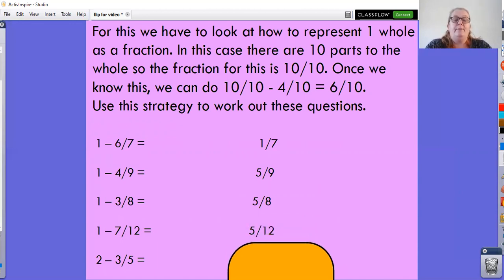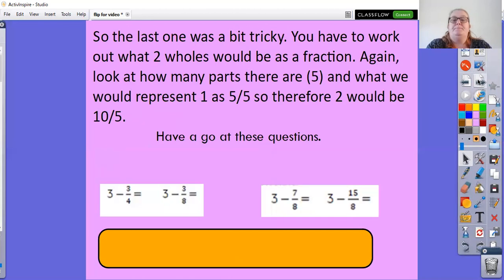Now, this bottom one's a little bit more tricky because this is 2. We've got to work out how 2 wholes is represented as a fraction. So if we look over here, 1 whole would be 5/5. So 2 wholes would be 10/5. And we looked at fractions greater than 1 before half term.